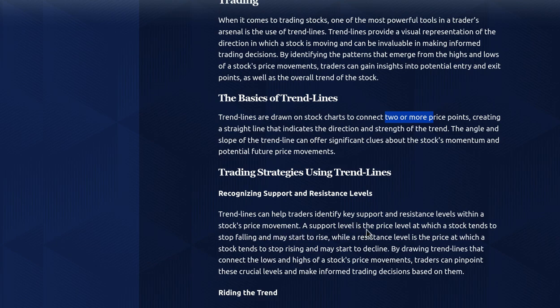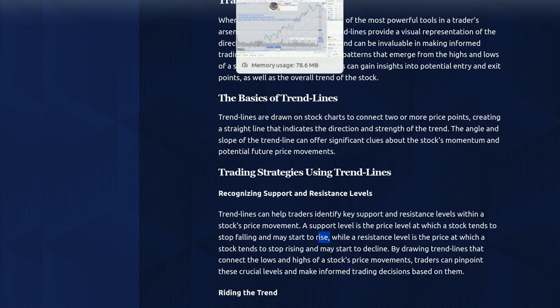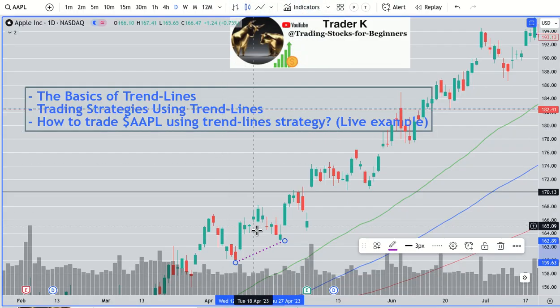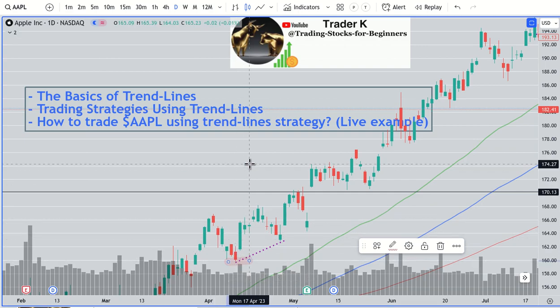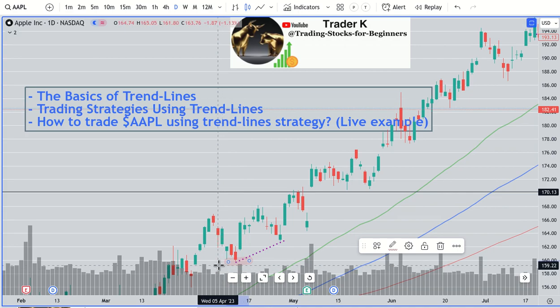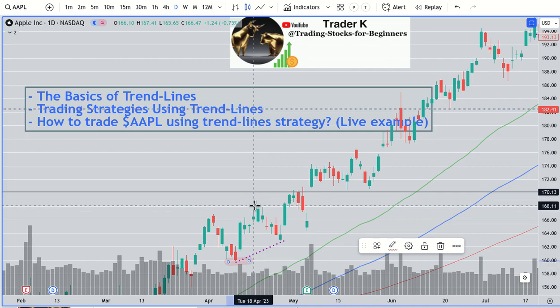A support level is the price level at which the stock tends to stop falling and may start to rise. I'm going to stop here and go back to the chart and show you what that is in a live example. So here is a support at 160. The stock stopped falling and pulled up. That is called a support level. When the stock hits a level and stops going up and goes down, that's a resistance. That is a resistance.